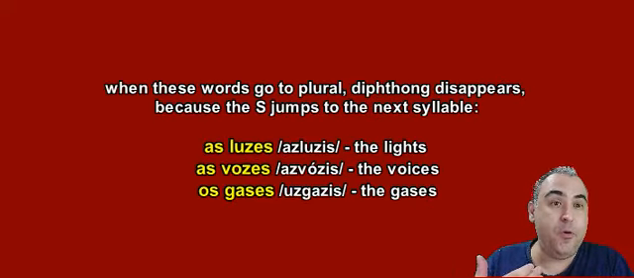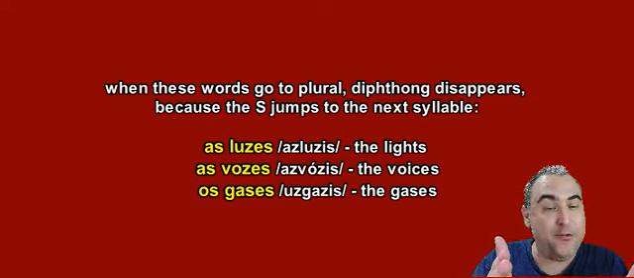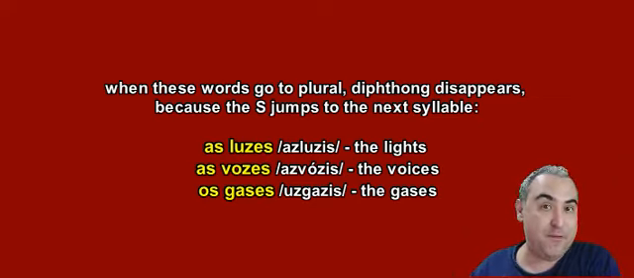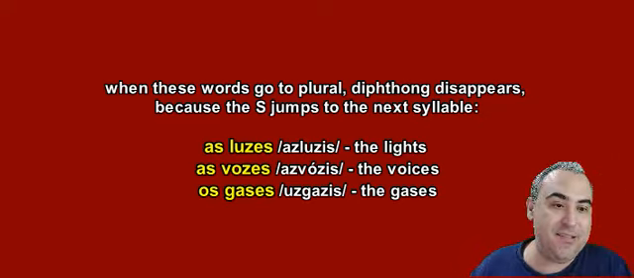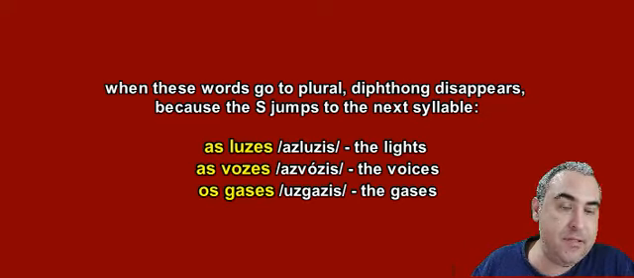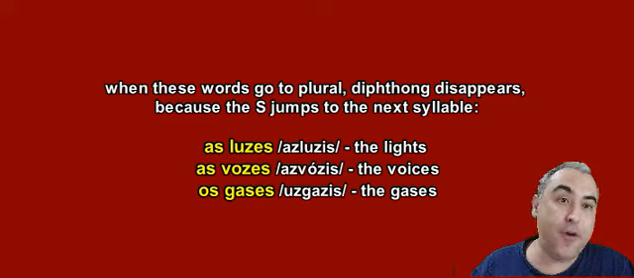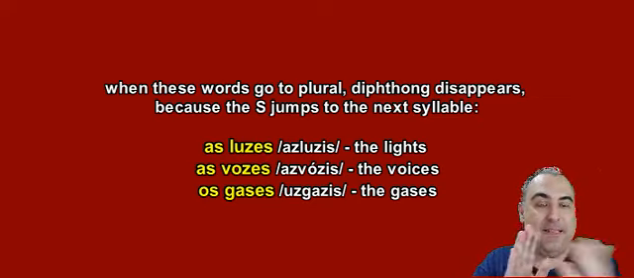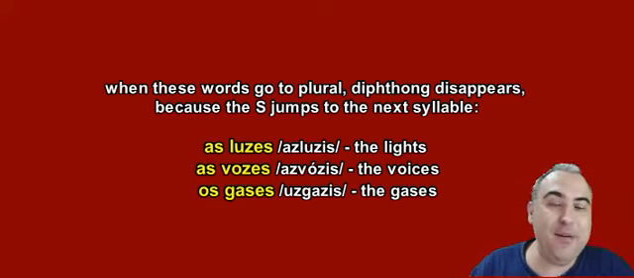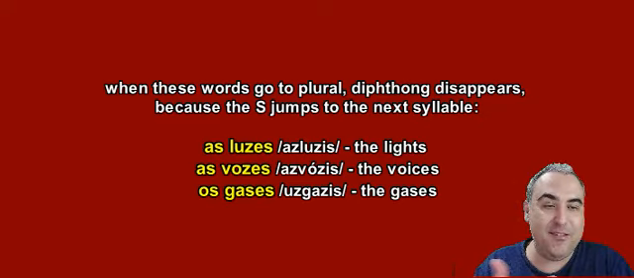When these words, however, go to the plural, of course, the Z ceases to belong to the previous vowel, and is reinterpreted as belonging to the following syllable. So the diphthong disappears. A luz becomes as luzes, never as luizes. Nobody will say luizes as the plural of luz. Luz, luzes. Voz, vozes. Gás, gases, never gaises, okay? Because in that case, the Z sound is interpreted as belonging to the following vowel, not the previous one. So it changes syllable.